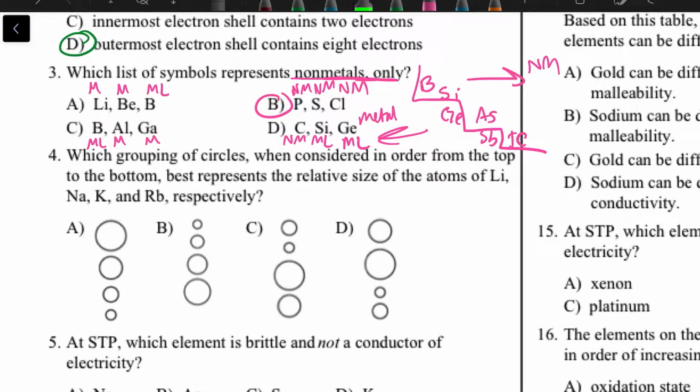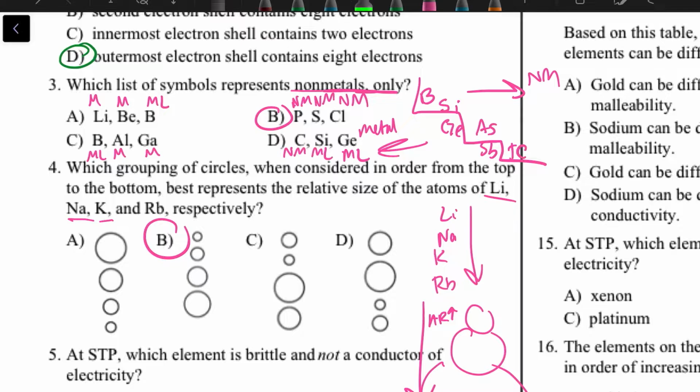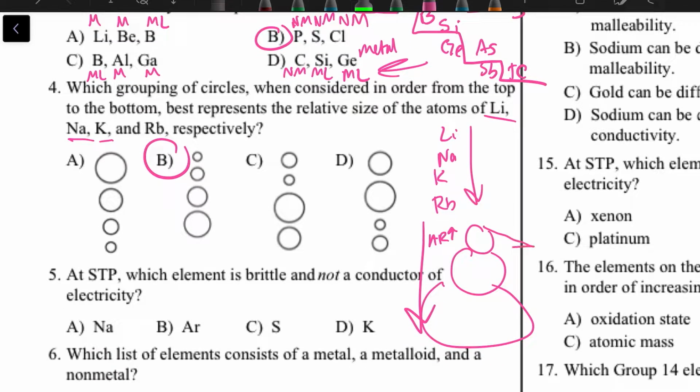Number 4, which grouping of circles, when considered in order from top to bottom, represents the relative size of atoms of lithium, Na, K, Rb respectively? All of these elements are in the same group. Just like question number 1, as you go down a group, the size gets bigger. You can think of it very much like a snowman. As you go down a group, atomic radius increases, and B looks most like a snowman. Just to finish off the atomic radius trend, you have that nose. As you go across a period, the atomic radius will decrease.